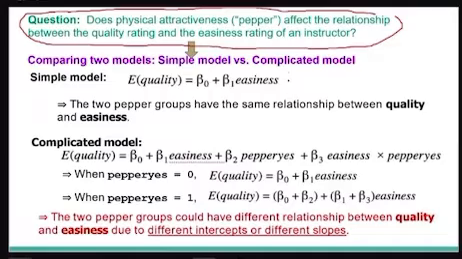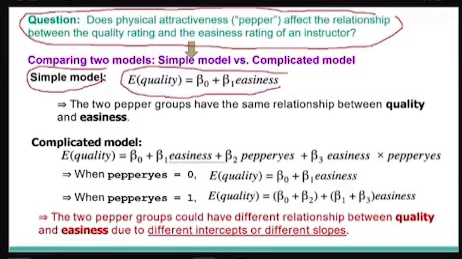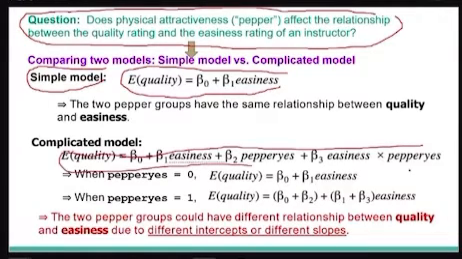What is the simple model here? A simple model is when I only have easiness as an explanatory variable. The complicated model is the model with interaction that we talked about the other time, where we have easiness, PPS, and the interaction.